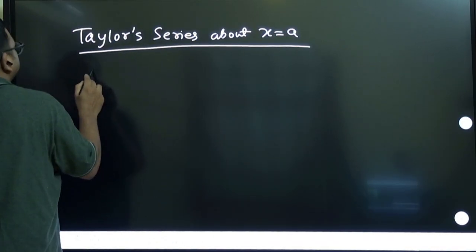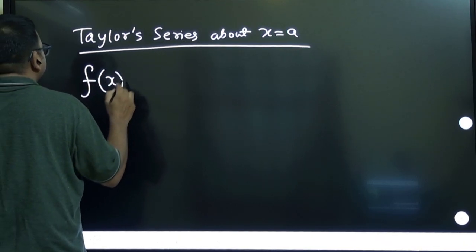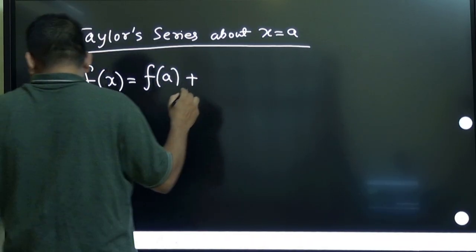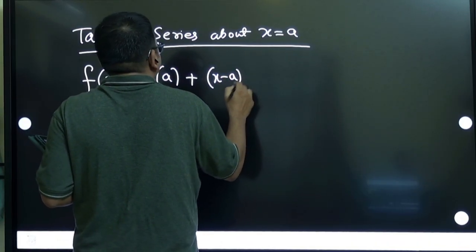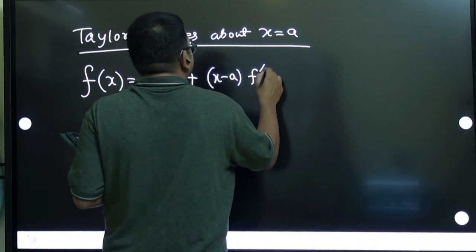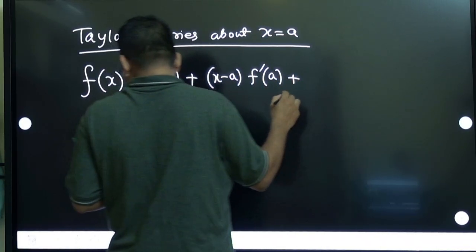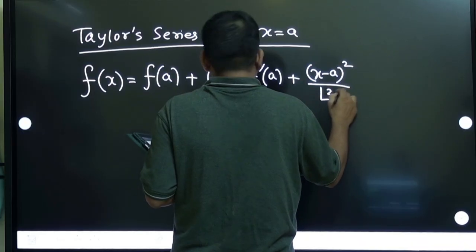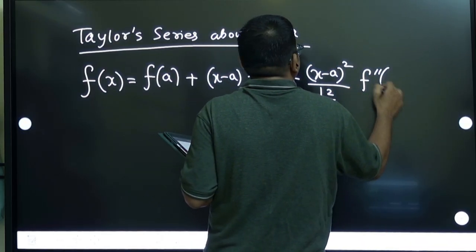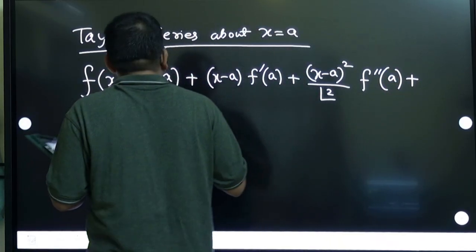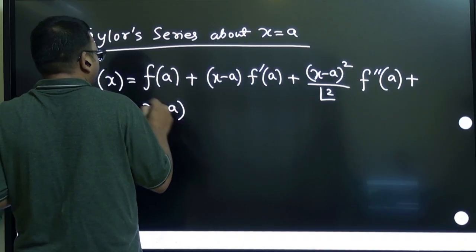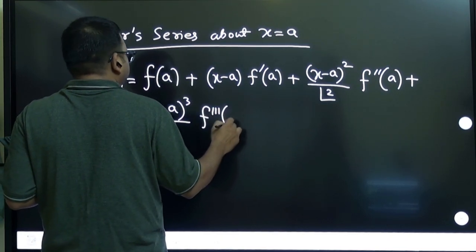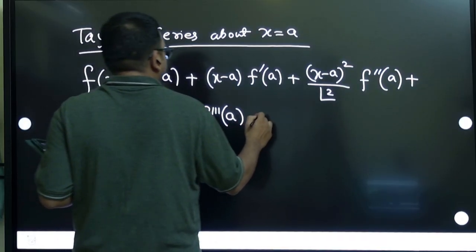What does Taylor series mean? The function f of x can be written as f of a plus x minus a f dash a plus x minus a whole square by factorial 2 f double dash a plus x minus a whole cube by factorial 3 f triple dash a, and this continues. Okay.